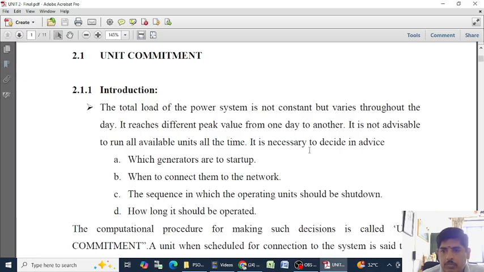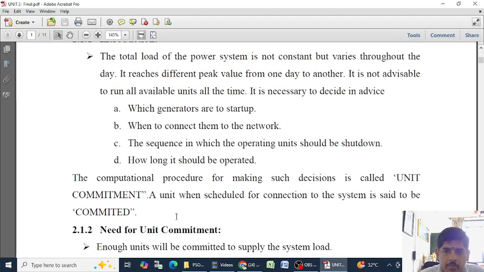It is necessary to decide which generator to start up first, when to connect them to the network, the sequence in which the operating units should be shut down, and how long they should be operated. These points will be considered in unit commitment. Simply, based on the demand I have to commit the generating units and give priority to them, which unit is committed first, second, third, and so on. That is called unit commitment.